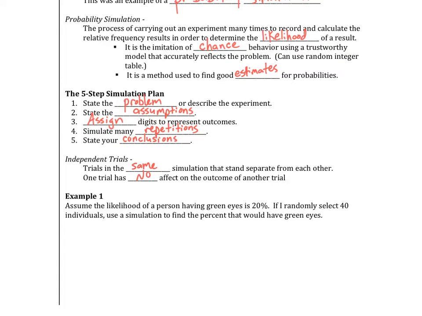All right, so example 1. Assume the likelihood of a person having green eyes is 20%. If I randomly select 40 individuals, use a simulation to find the percent that would have green eyes.